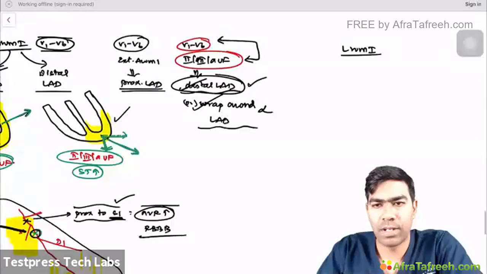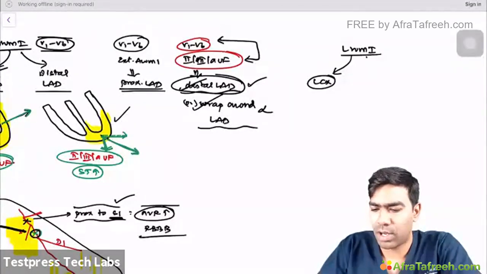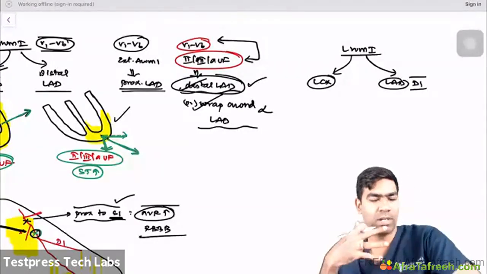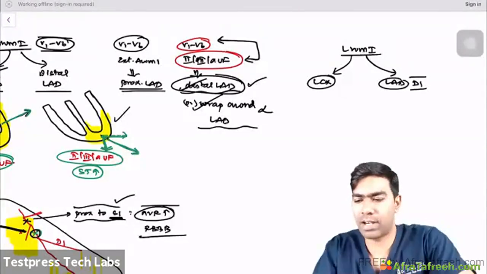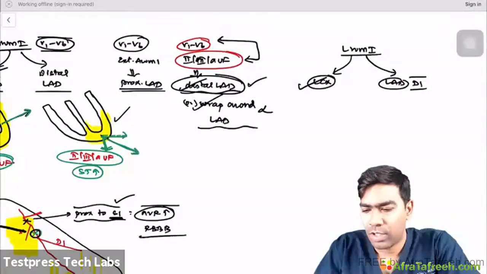Lateral wall MI. Lateral wall MI can be due to many factors. It can be due to left circumflex very commonly, or it can be due to LAD, especially the D1 branch. The diagonal branch sometimes can be very big so that it can go and supply the lateral wall also. But this is the most common realistic scenario.